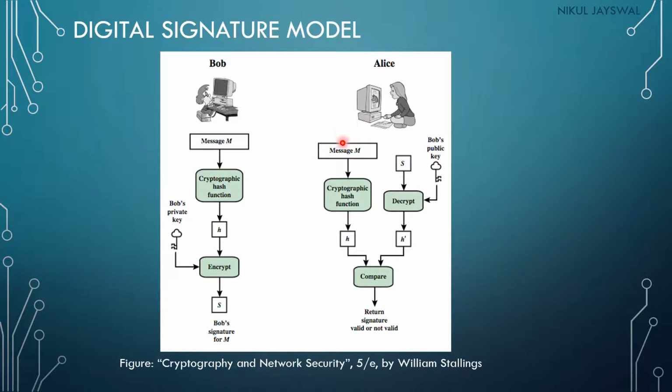Now what will Alice do? It will take the message that has been received by Alice. It will again calculate the hash value, and the hash value will be recalculated. Now what will Alice do with the signature? It will decrypt the signature by using Bob's public key, and it will get the decryption of the signature, that is also called the received hash value. Now received hash value and recalculated hash value will be compared. If the comparison is true, then the signature is valid, and if the comparison is false, then the signature is not valid. So this is how the signature will be created and the signature will be verified.